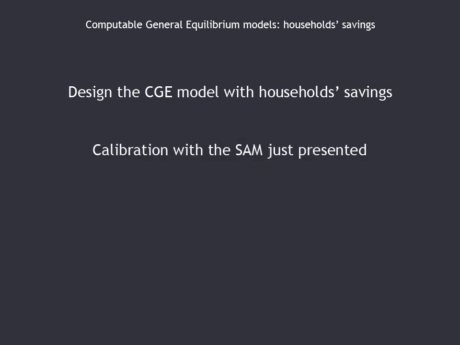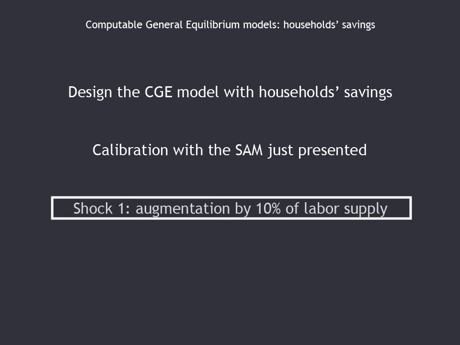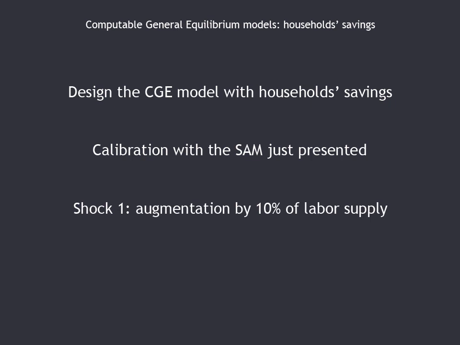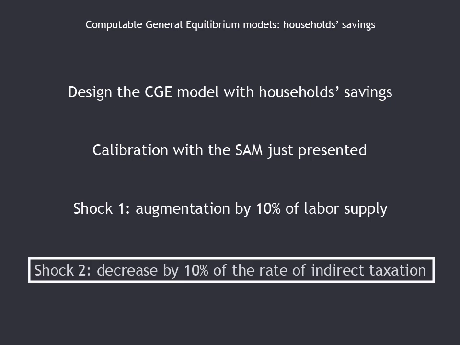I would like you to study two shocks. A first shock, which is an augmentation by 10% of labor supply, and then a second shock, independent from the first one, which is a decrease by 10% of the rate of indirect taxation.